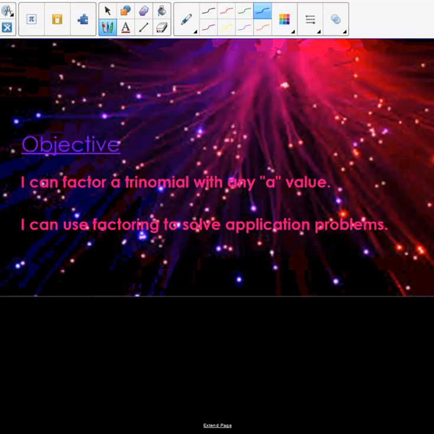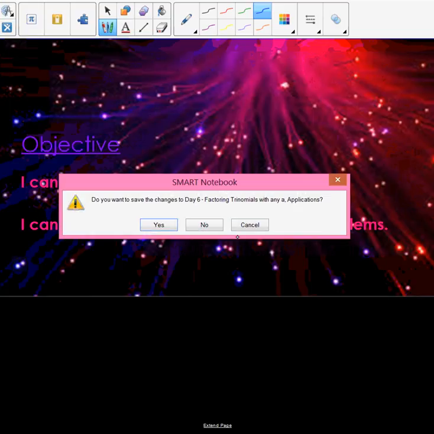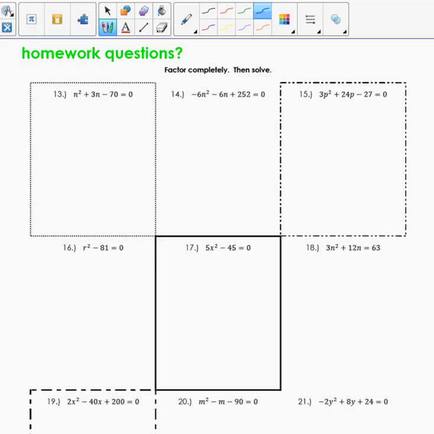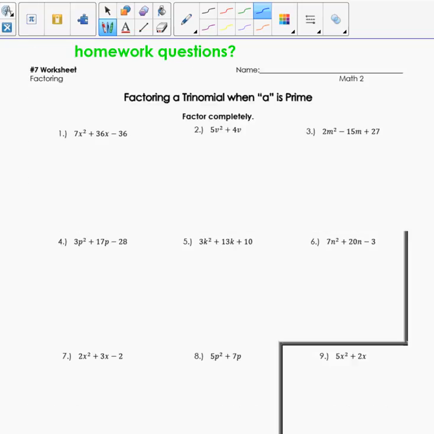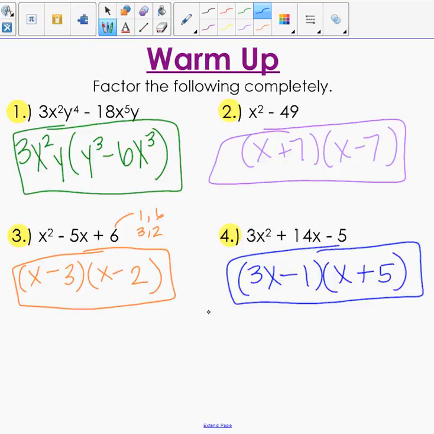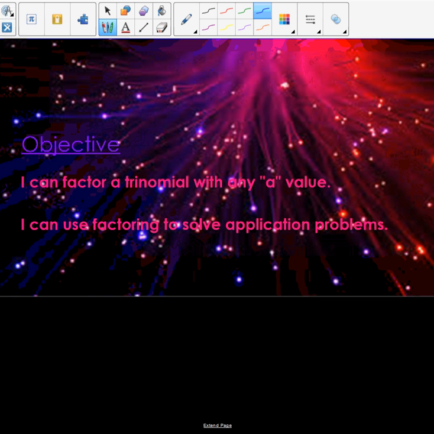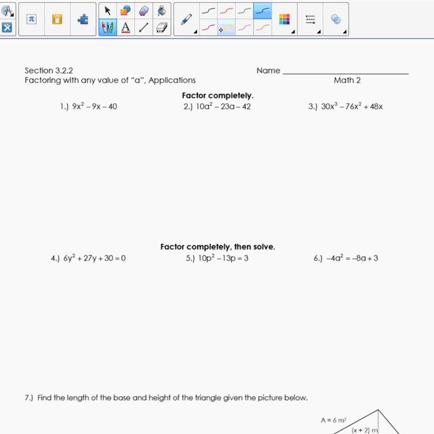All right, you guys, we factored trinomials with an a value of 1. Then, yesterday, we factored trinomials with an a value that was prime. And the reason we started with that is because it's easy. Because if a is prime, it's like number 4 here, where your only options in this case were 3x and x. Okay? Now, with that being said, we're going to do factoring with any value of a.